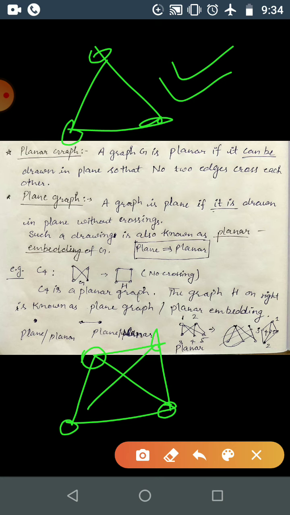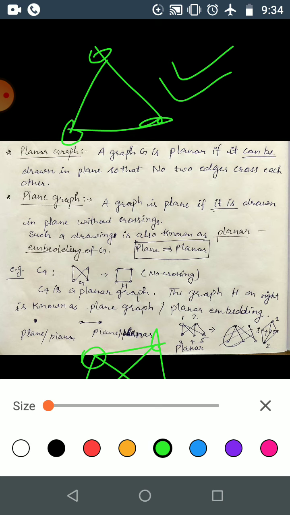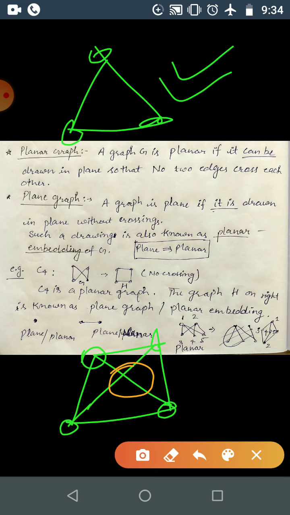K4. This is the K4. So is this a plane? This is not plane because here we have crossing. Correct? So here we have crossing. So can we redraw this as a plane graph?